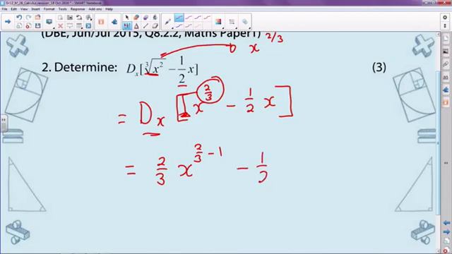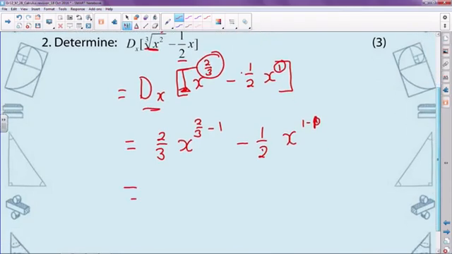Minus a half x to the power of 1. If we derive that, we're going to get x to the power of naught. How do I get that? 1 times a half is a half. X to the power 1 minus 1, which is 0.